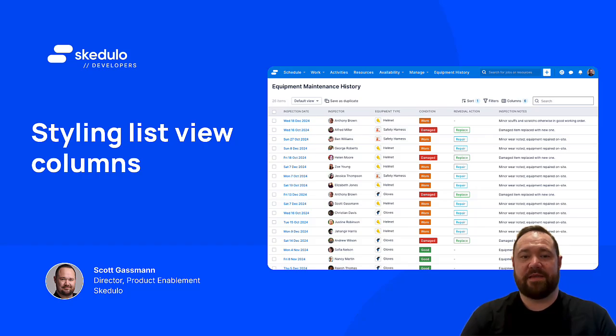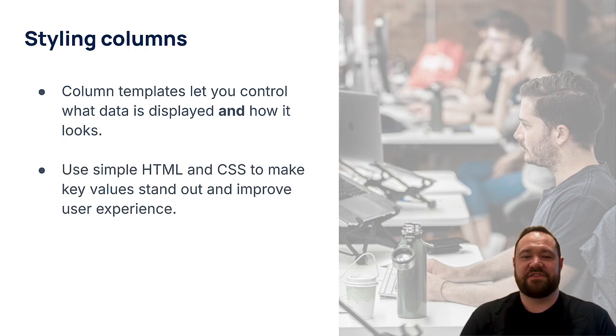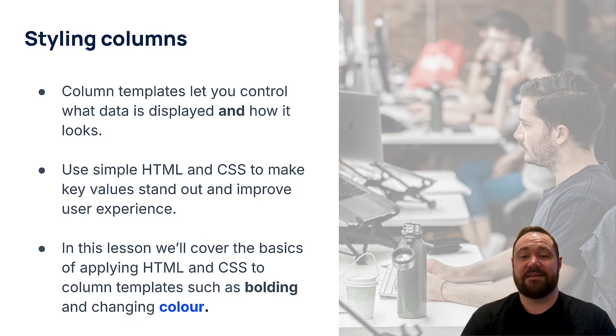Now, let's look at how we can enhance the appearance of your list view data using simple HTML styling. Skedulo lets you control not only what data is shown, but also how it looks, right inside the column template. By applying some basic HTML, you can make important values stand out, improve readability, and create a more polished user experience. In this lesson, we'll cover how to bold text, change its color, and apply simple styling using inline CSS.